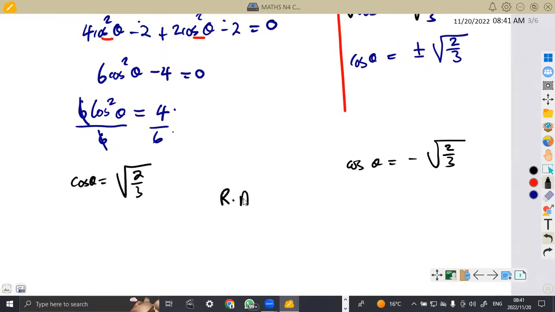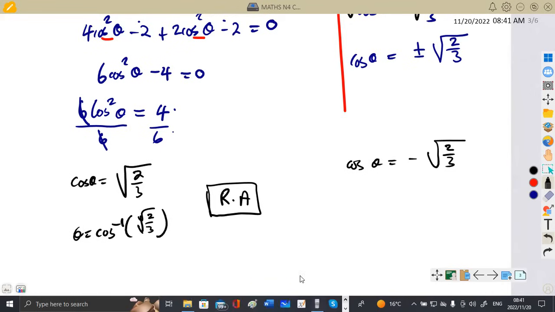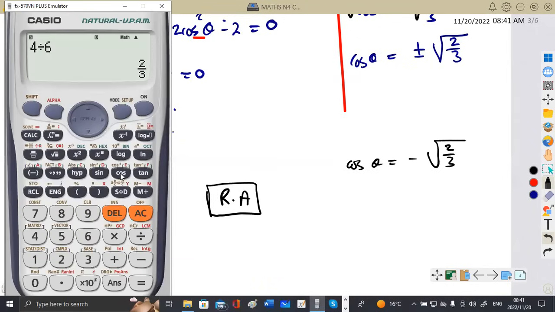So with all these, it doesn't matter. We are supposed to find the reference angle that we are supposed to use, which is actually the same as the critical values. So the reference angle is taken from arc cos. So theta is equal to arc cos the square root of 2 over 3. Arc cos simply means shift cos from your calculator. That's shift cos the square root of 2 over 3. Close the bracket. Let's see what you're going to have.